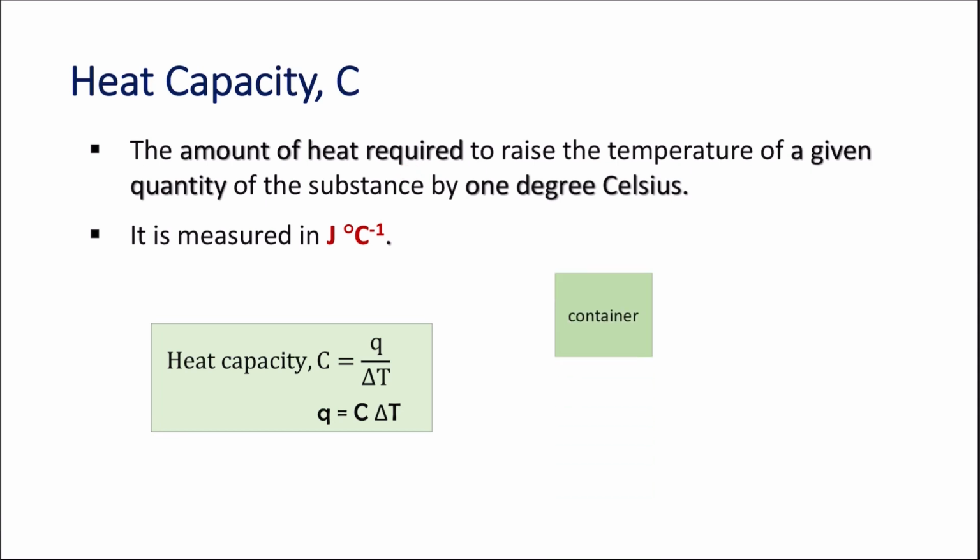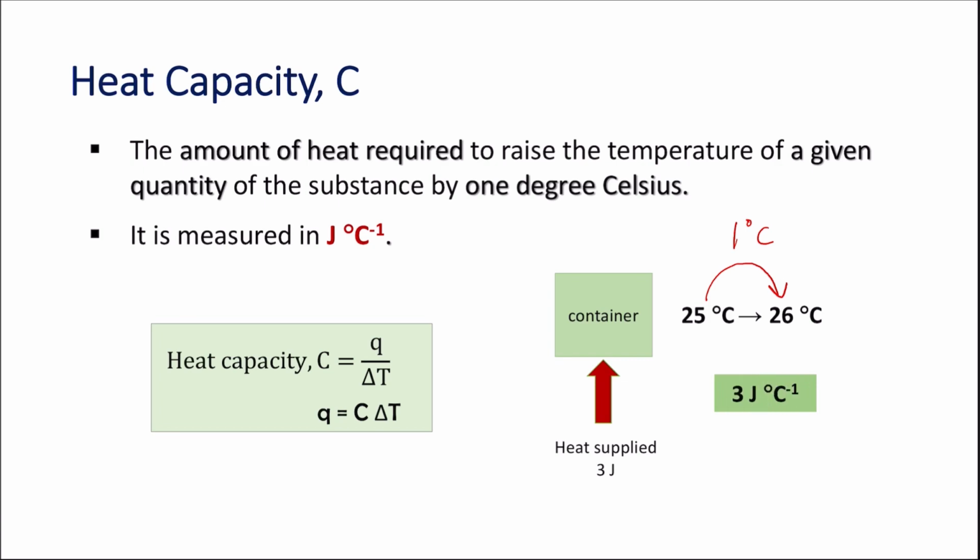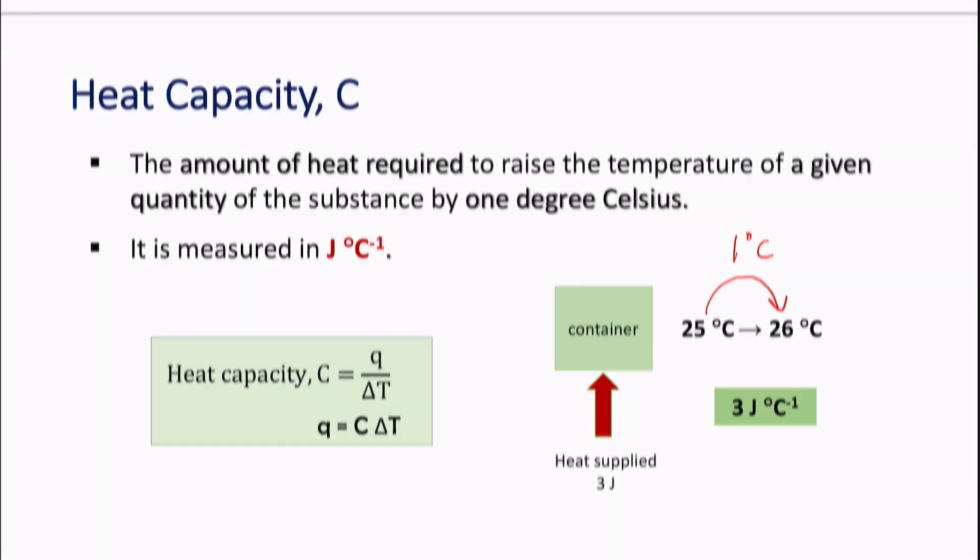Let's say I have a container, I supply heat 3 joule. So this heat will increase my temperature from 25 degrees Celsius to 26 degrees Celsius. So dekat sini, awak boleh nampak peningkatan dia adalah sebanyak 1 degree Celsius. So we can conclude that the heat capacity for this reaction is 3 joule per degree Celsius.